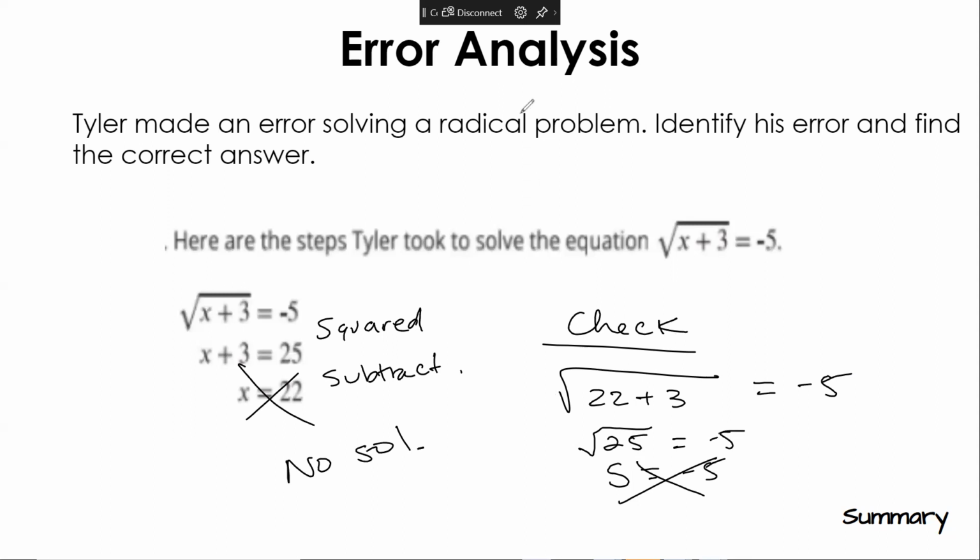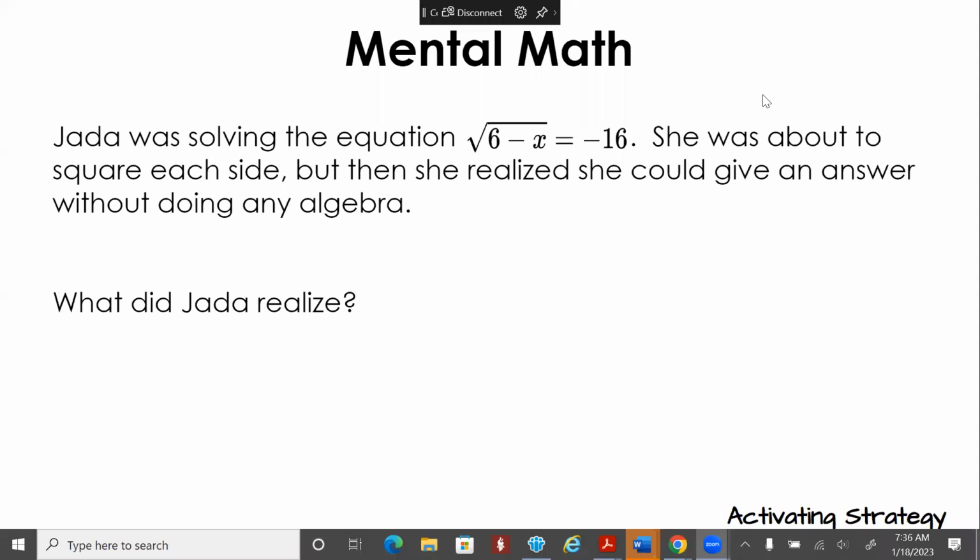Tyler done messed up. Okay, so what did she realize on this? Well, she can go ahead and give an answer because one side is positive and the other side is already negative. And can a positive ever equal a negative? No. So the answer would be no solution. And she didn't even have to do any work.